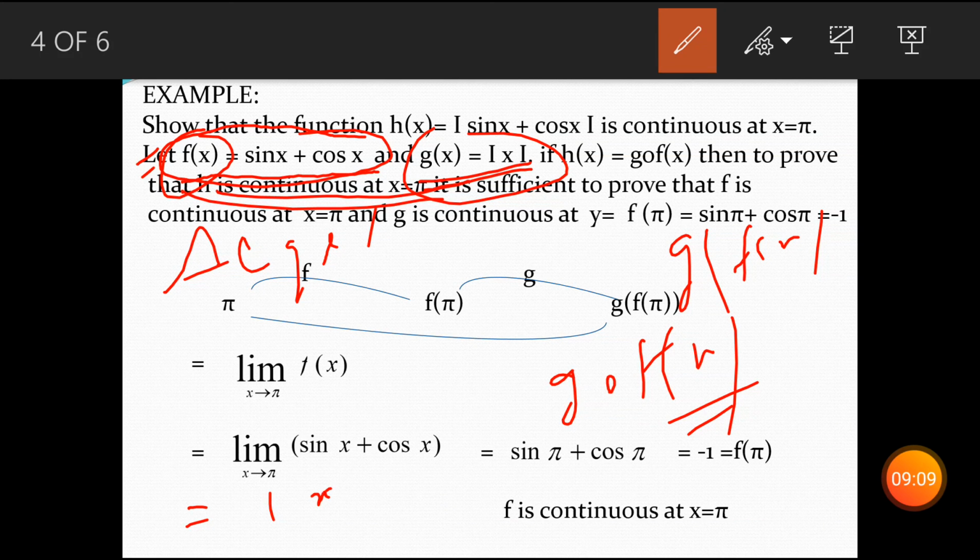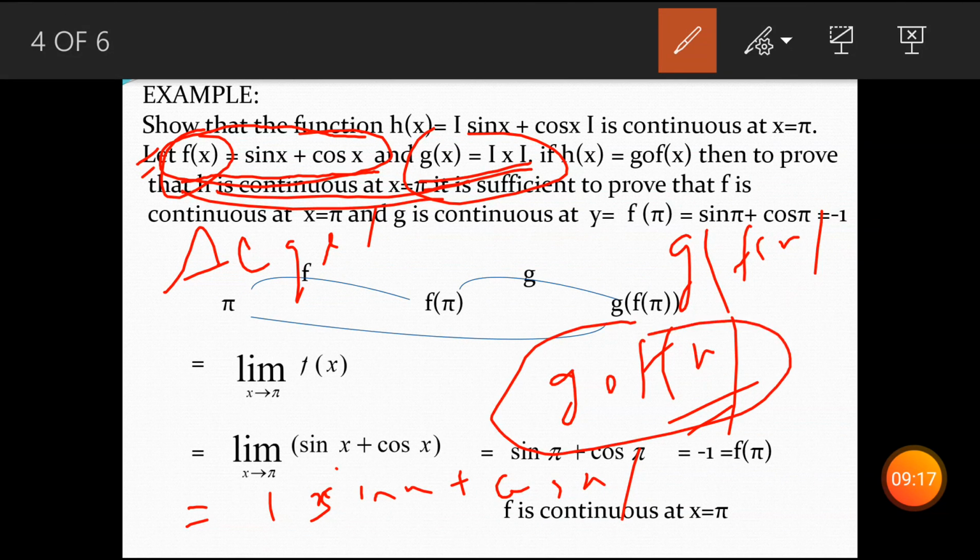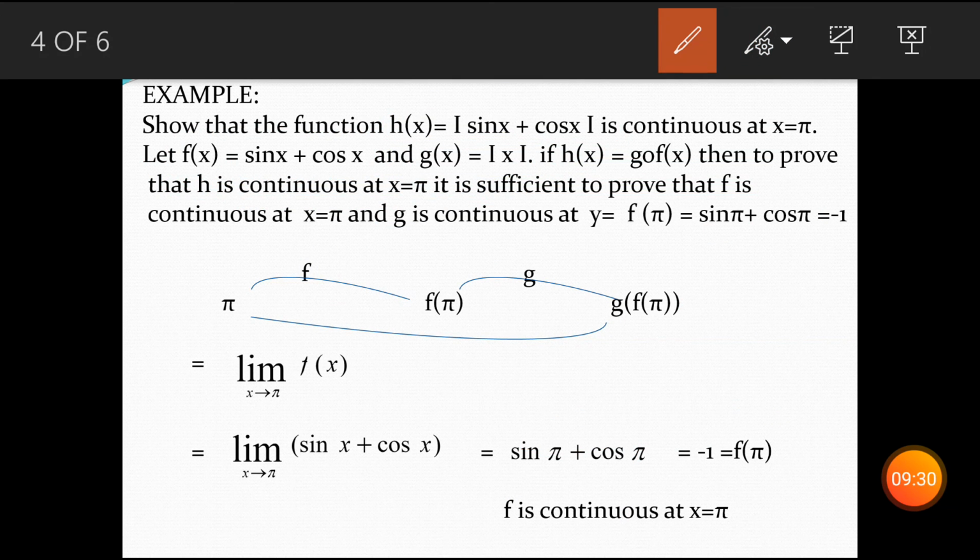Modulus of sin x first and then plus cos x and then modulus. Okay, so obviously g of f of x is nothing but the function h(x). So this is how we have broken this function into two other functions, f(x) as well as g(x). First of all, you remember this. Now we want to prove that this h(x) is continuous.